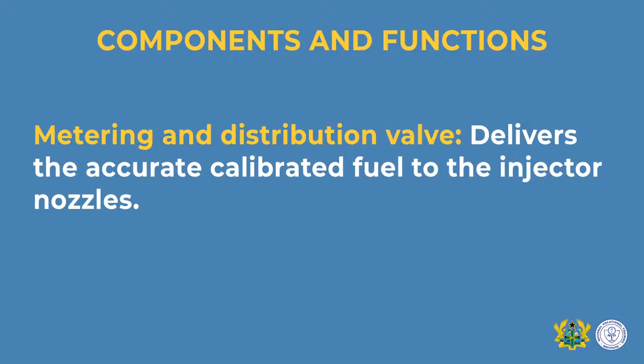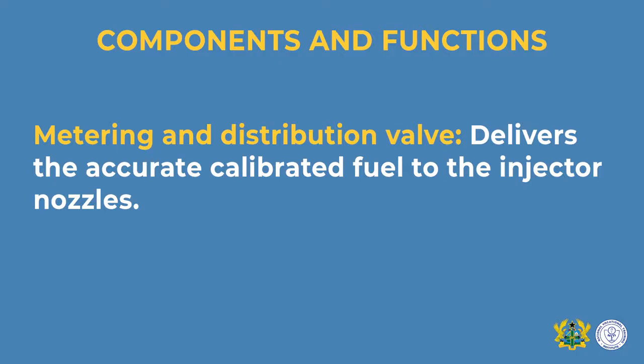There's a metering and distribution valve. This valve distributes the fuel according to the throttle position. So it calibrates and therefore delivers to each injector nozzle the amount of fuel it is supposed to deliver into the combustion chamber.